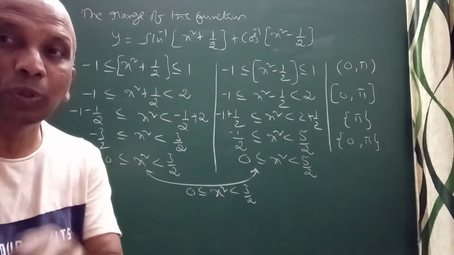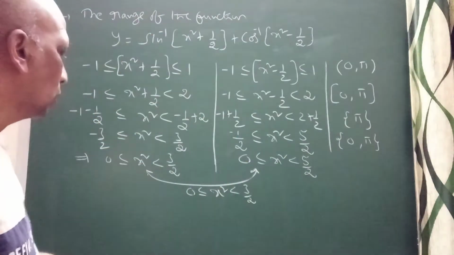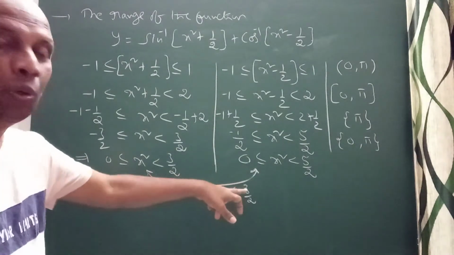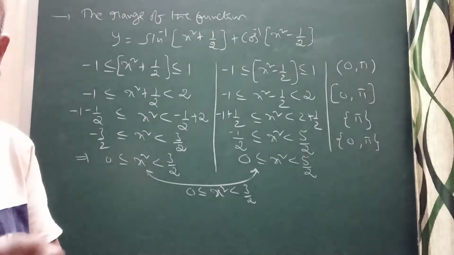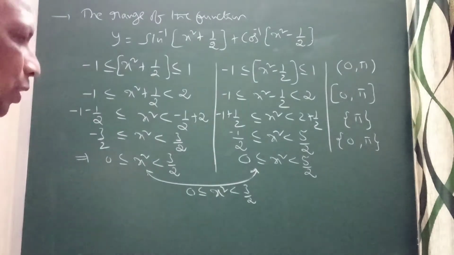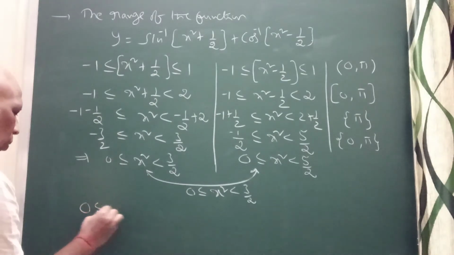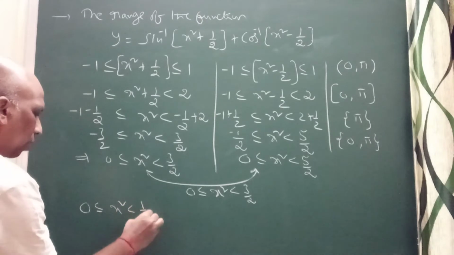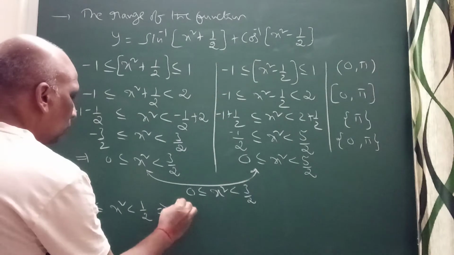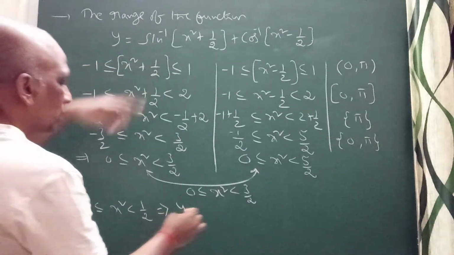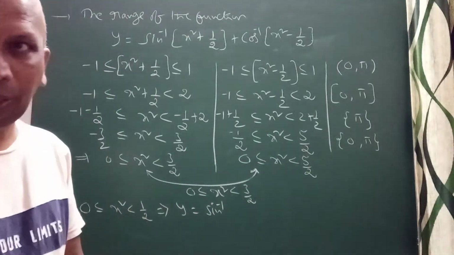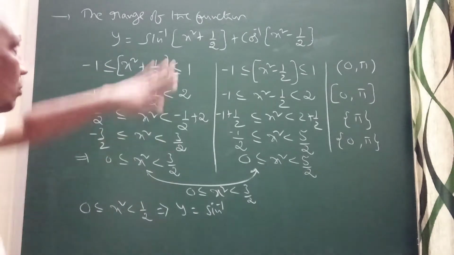At this value, you should check what the function value is. I can consider 0 less than or equal to x square, up to 1 by 2. Two ways I can consider: 0 less than or equal to x square less than 1 by 2. When it is like this, you take the function value y, and you will get sine inverse of this, since whenever x square lies between 0 and 1 by 2, it comes to sine inverse of 0, right?